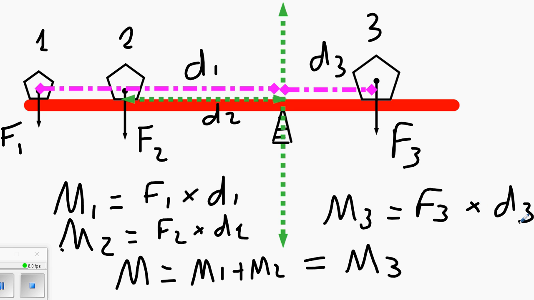So once we found m1 plus m2 on the left, once we found m3 on the right, we just compare them. If they're equal, then it will be balanced. If m3 is larger, then we'll see this pivot clockwise. If m1 plus m2 turns out to be larger, then it will pivot counterclockwise.